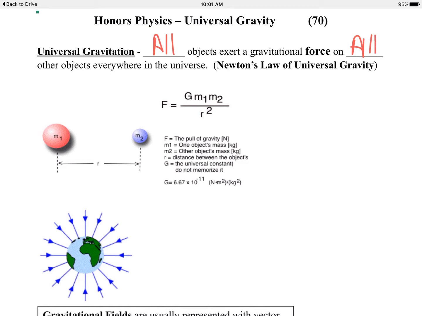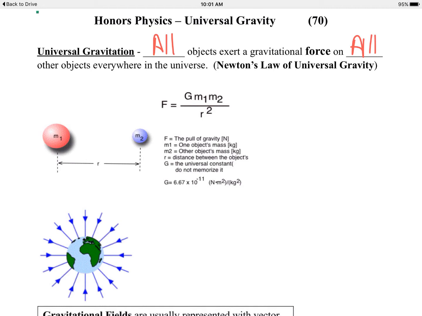Now we usually apply this law to large objects like planets and stars, but it can apply to calculators and baseballs and pencils. For example, if you have a baseball in your hand, it exerts a gravitational force on the moon, and the moon exerts a gravitational force on that baseball. They exert a gravitational force on each other.